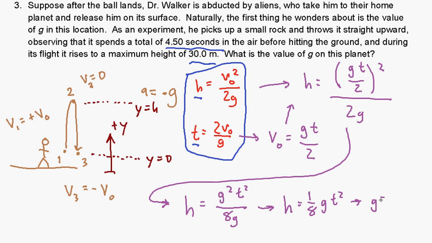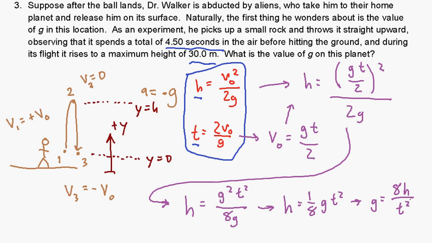And then you can solve for g by saying g is going to equal... no, I'm sorry, there's no square root necessary. G is going to equal 8h over t squared.